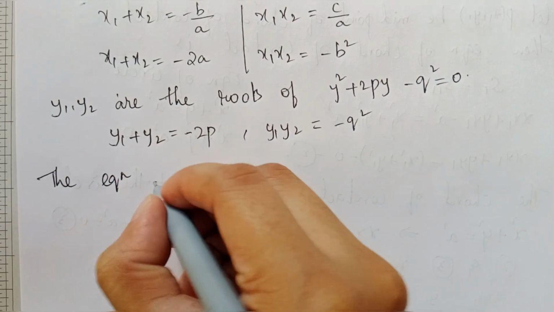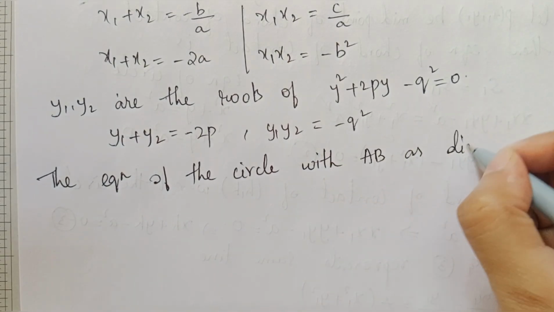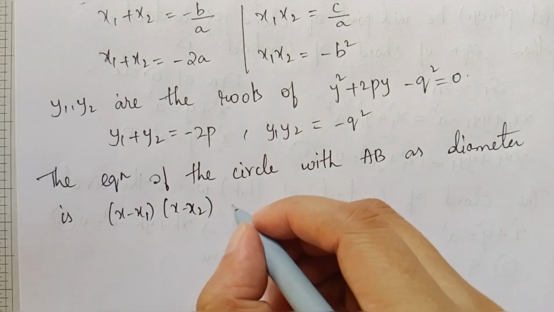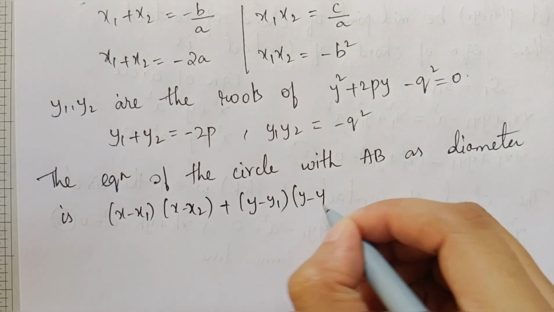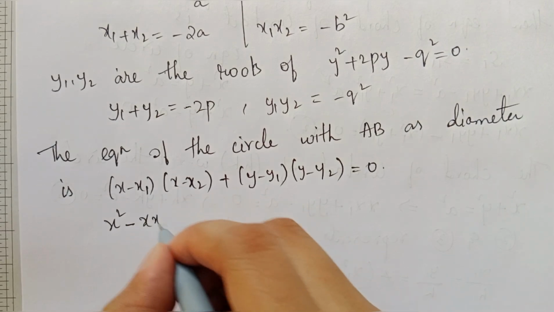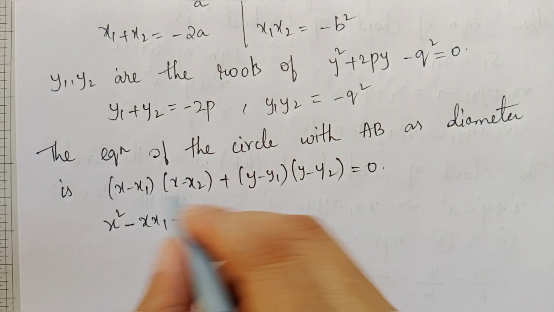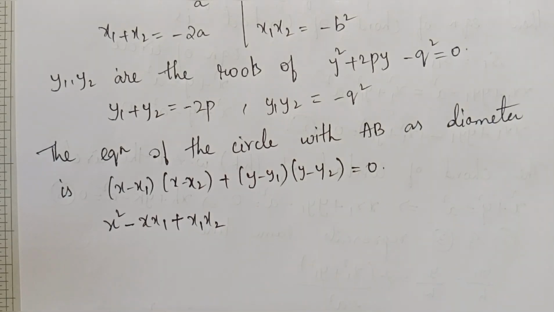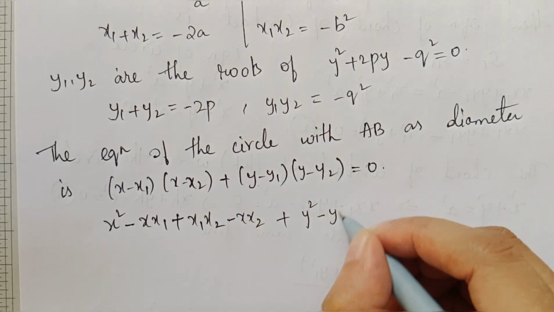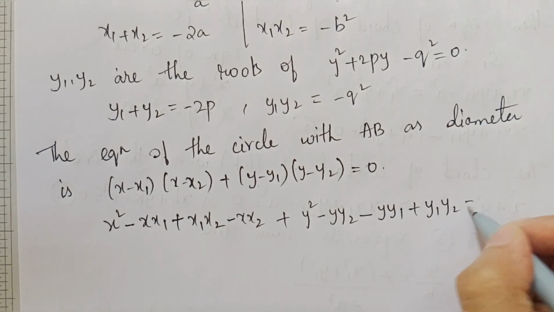Now the equation of the circle with AB as diameter is given as (x minus x1)(x minus x2) plus (y minus y1)(y minus y2) equals 0. Multiplying, it is x into x is x square, minus x into x2, minus x1 into x, plus x1 x2, plus y into y is y square, minus y into y2, minus y1 into y, and plus y1 y2 equals 0.